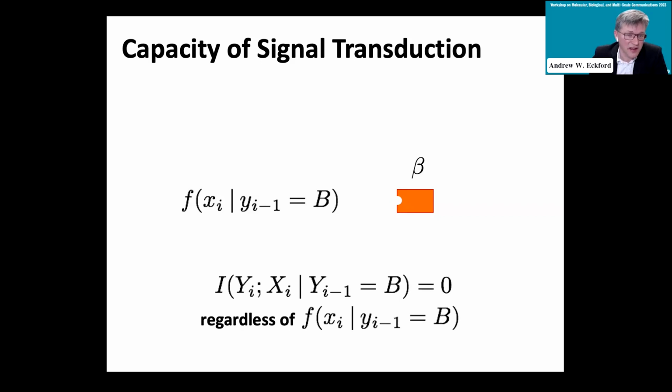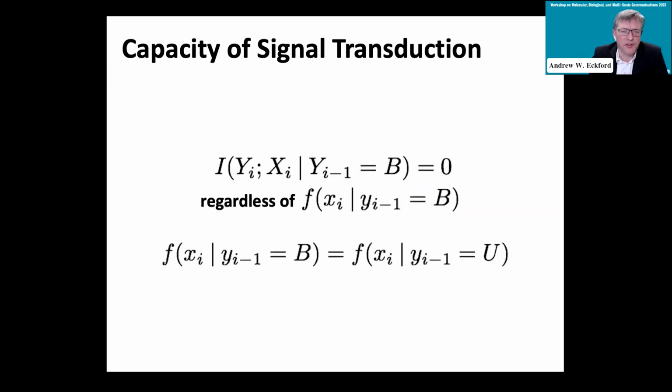More formally, conditioned on being in the bound state, there's no information being transduced. The mutual information at the next state, given that the current state is bound, is zero. Doesn't matter what I do. And that makes sense. It's insensitive, so it shouldn't matter what's going on when it's bound. So if I know it's bound, then it really doesn't matter what I do.